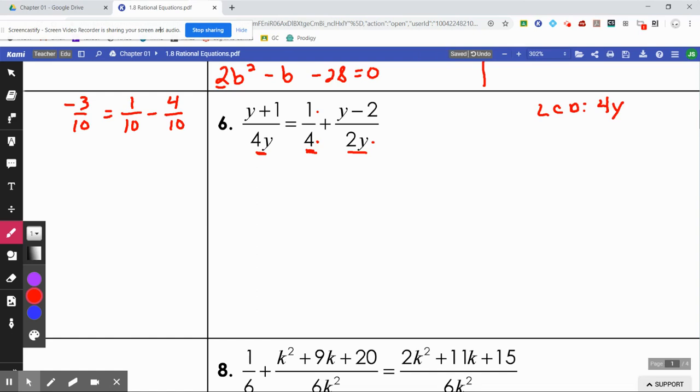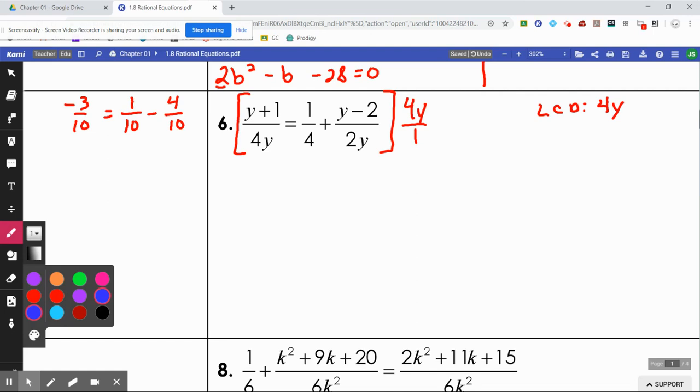So what we're going to do is we're going to take in all 3 of our terms. We have 3 fractions, and we're going to multiply the entire thing. I'm going to put in parentheses around it. We're going to multiply everything by 4y. And let's see what happens. We should be able to, if we do this correctly, we should be able to cancel every one of our denominators. And let's see. When I take my first term and I multiply by 4y, the 4y and the 4y cancel completely, and it only leaves me with the top, y plus 1.